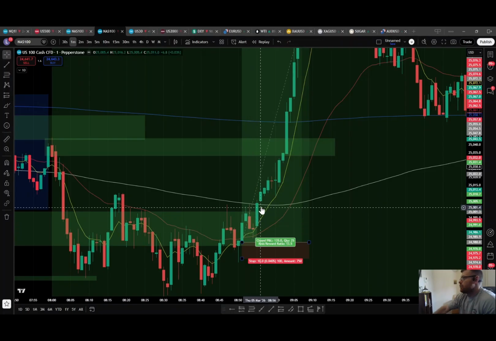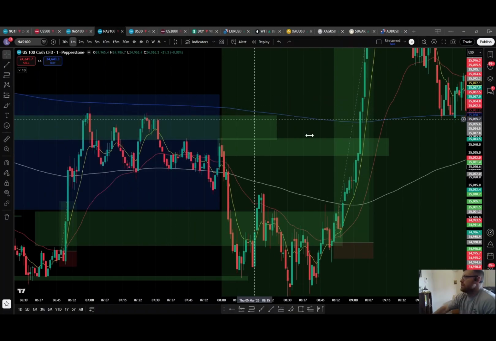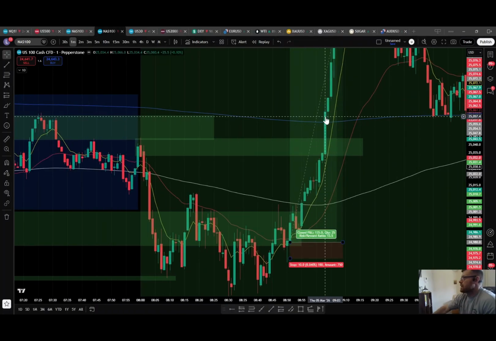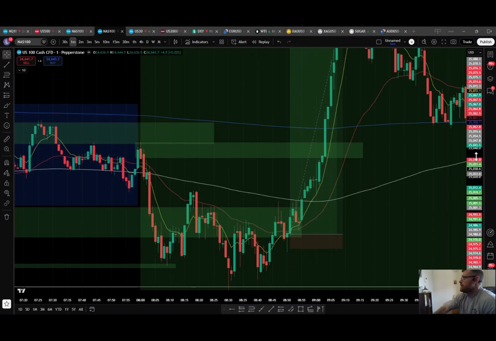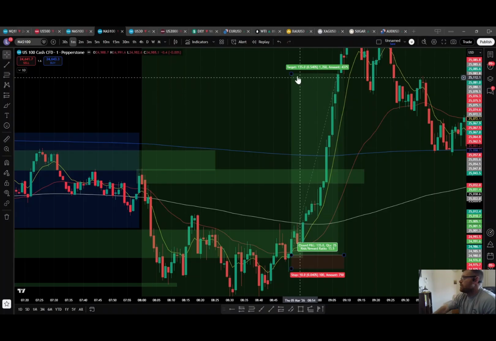So how I done that? I waited for some form of structure or a big impulse to form. So as we see this kind of building, and then we got this big, massive push through kind of some previous highs here. Once that candle had closed, I'd move my stop up here. So I think that was around 50 points. And then I just trail every 1 minute candle. So once this candle closes and forms this one, my stop went to there.